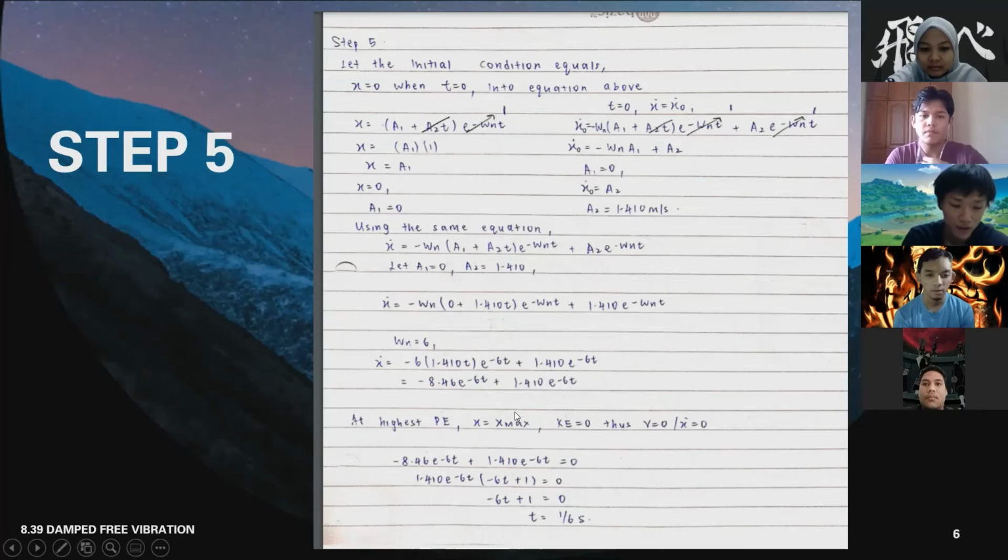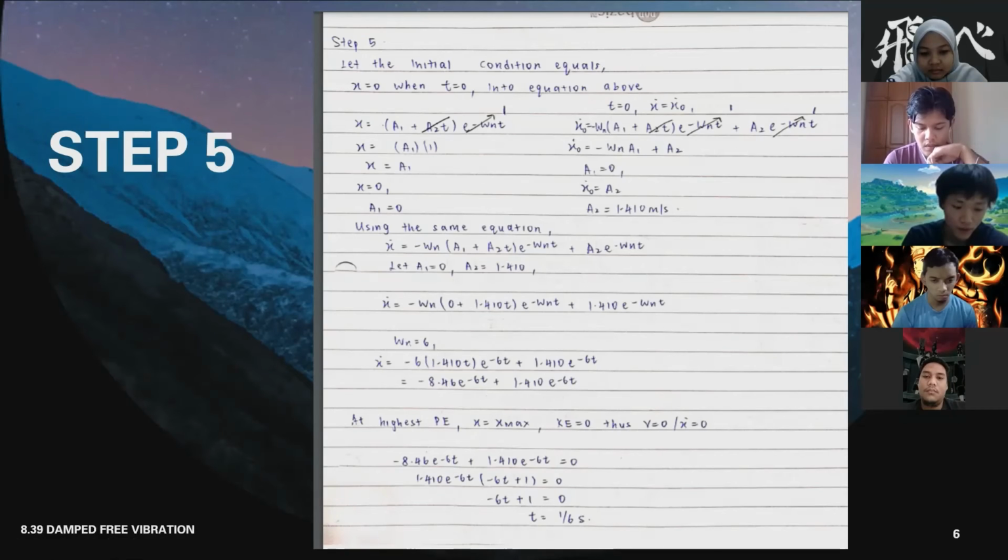After that, using the same equation for x dot, we substitute a1, a2, as well as the natural frequency, and we get the final equation, which is x dot equals negative 8.46 t e negative 6t plus 1.41 e negative 6t.